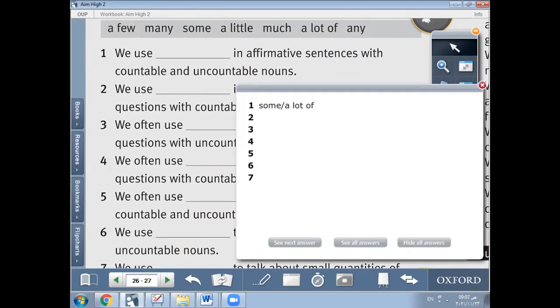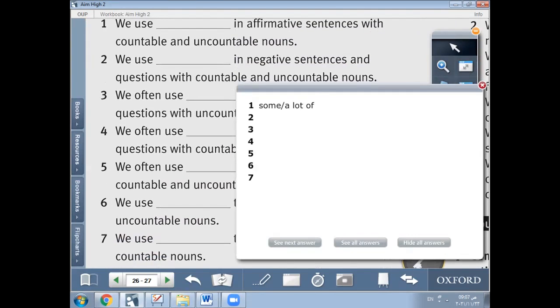Yes, Omar? We use it in negative sentences and questions with countable and uncountable nouns. What do we use? Any. We use any. Good. We use any in negative sentences and questions with countable and uncountable. Yes, good. Excellent. Yalla, Musa. Listen to Musa, then Yamin.